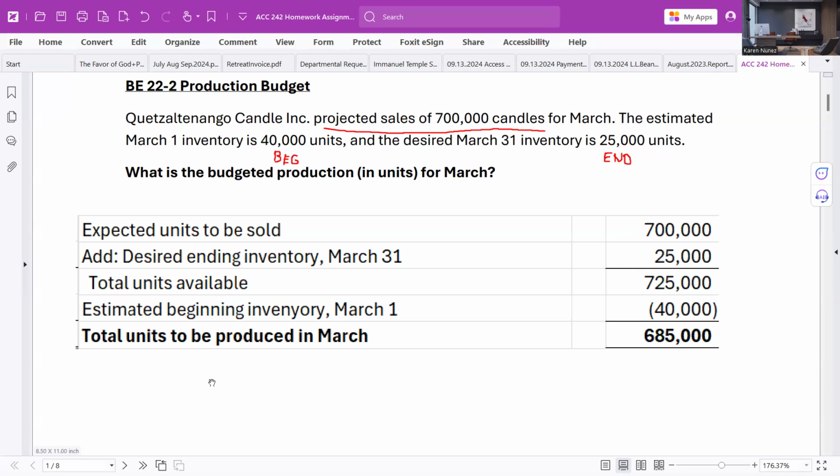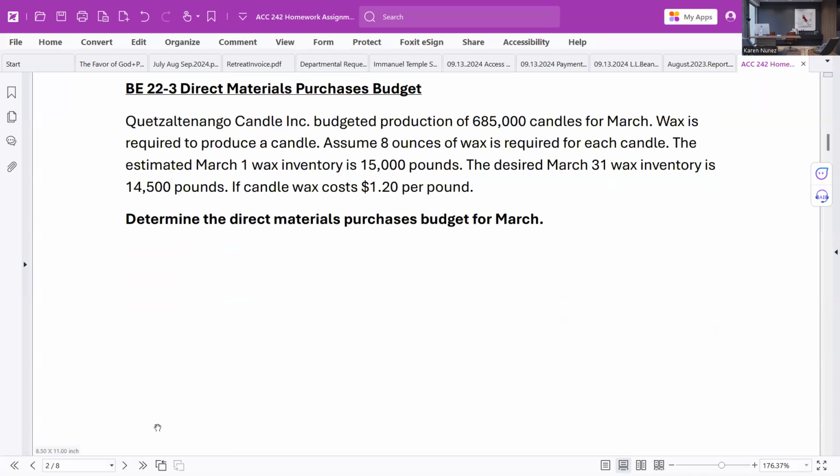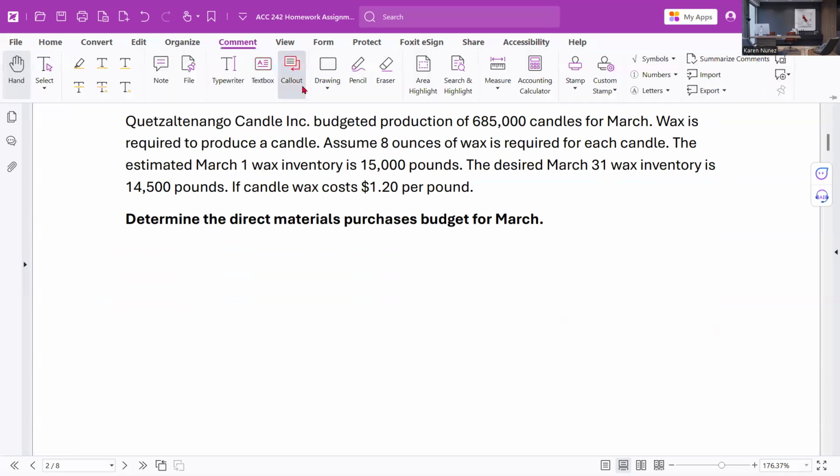Now let's take a look at purchases, a purchases budget. So a purchases budget is kind of the same logic. We want to make sure we purchase enough to cover what we plan to produce, plus what we need in the ending inventory, minus what we have in the beginning inventory.